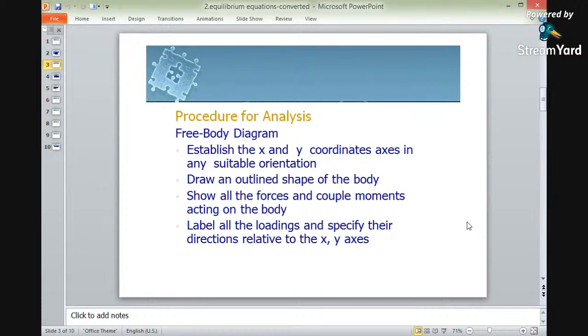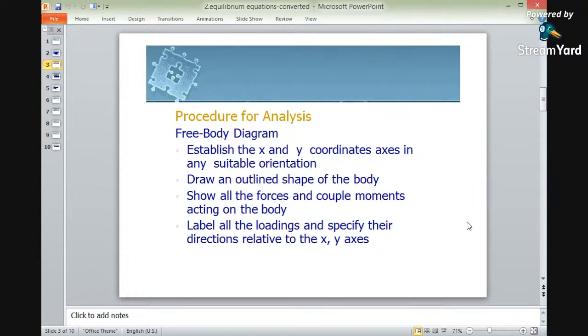Here is again the procedure for analysis, in order to calculate the equilibrium, or in order to calculate the effect of the various forces on a body. So what are the different procedures to be followed? The procedure for analysis is, first, we have to draw the free body diagram, that is FBD. What is a free body diagram? We have to release the body from the different supports.